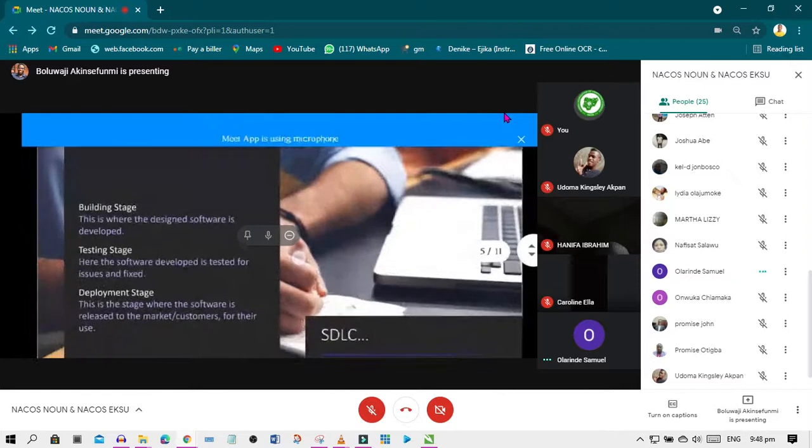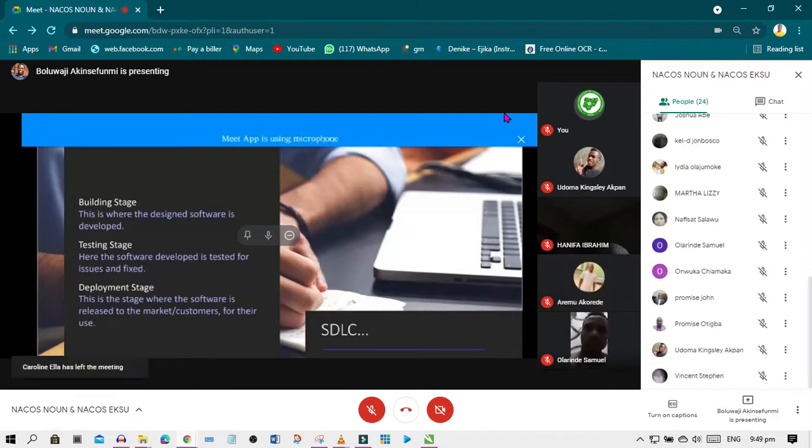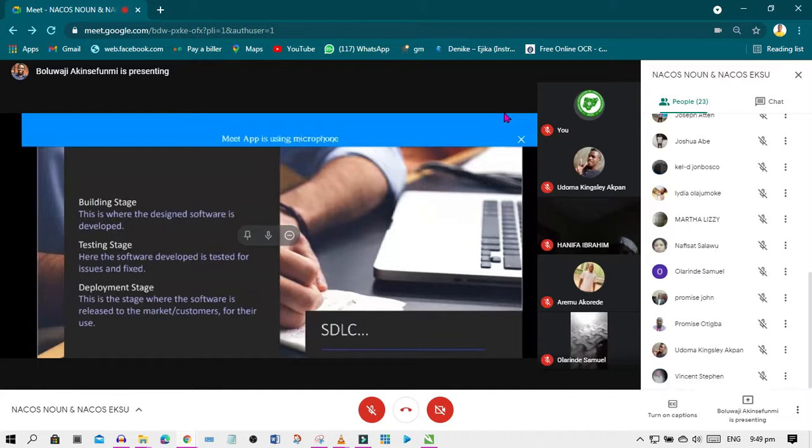Building stage is where the design software is developed. So this is where your developers dig in, get their hands dirty. They use their favorite tool, their programming language of choice, and they get this software up and running. Now, the testing stage is where the software developed is tested for issues, and the issues are being fixed.